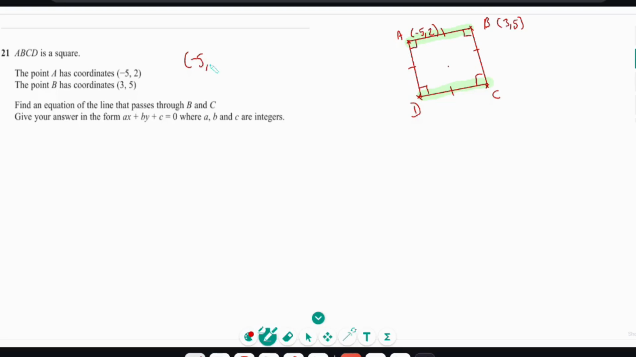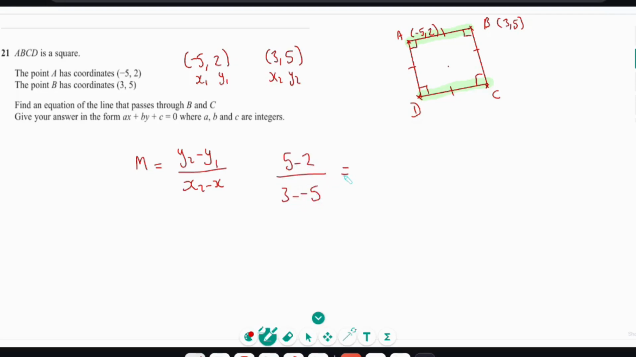You should know the formula for this. Okay, let me label them x1, y1, x2, y2. And we have y2 minus y1 over x2 minus x1 gives us the gradient. So the gradient for AB is 3/8, which means the gradient of DC is the same.